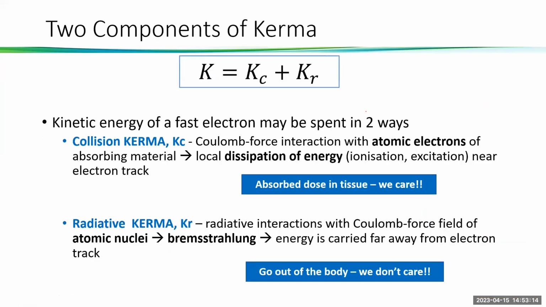Kerma generally has two components, collision Kerma and radiative Kerma. This describes how the kinetic energy of these electrons is spent in two ways. Collision Kerma is the Coulomb force interaction with the atomic electrons of the absorbing material, resulting in the dissipation of energy in the material or in the tissue. So that's the absorbed dose in tissue, and this is what we care about.